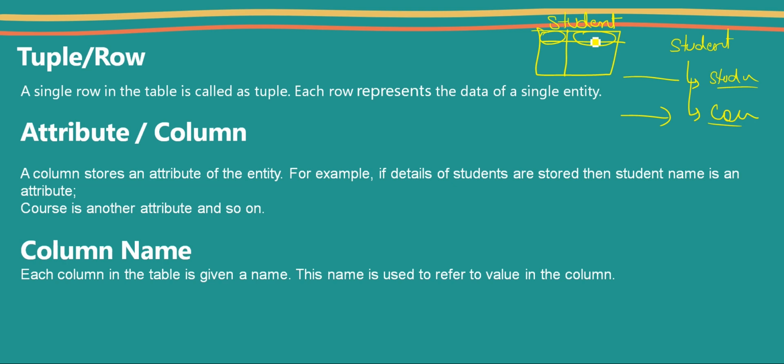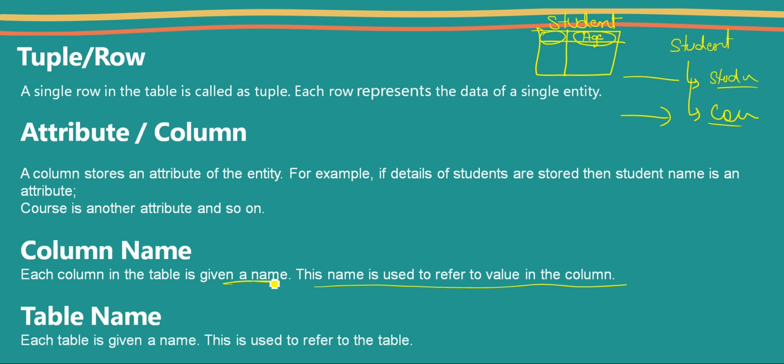If I want to store the age of students, I will give the name of the column as age. So this is what a column is. Each column in the table is given a name. This name is used to refer to the value in the column. And we also specify which entity's data I am going to store. I need to specify a table name as well. So this is what is termed as the table name.